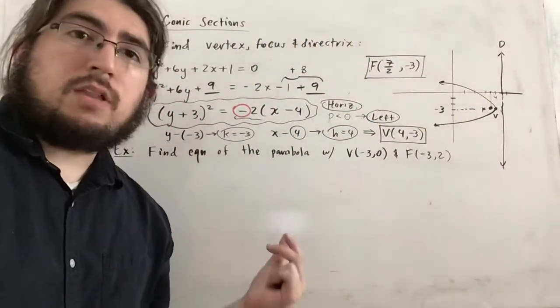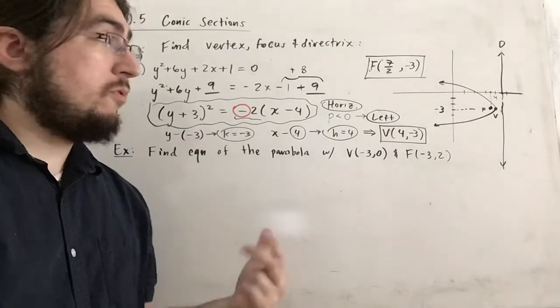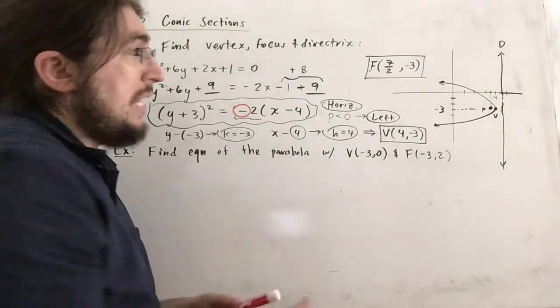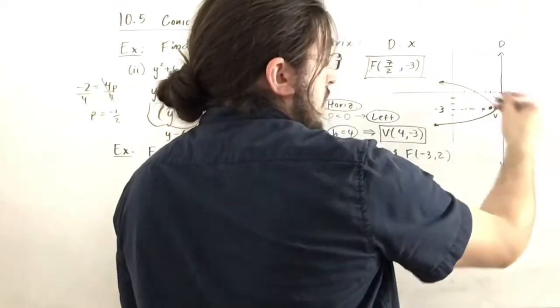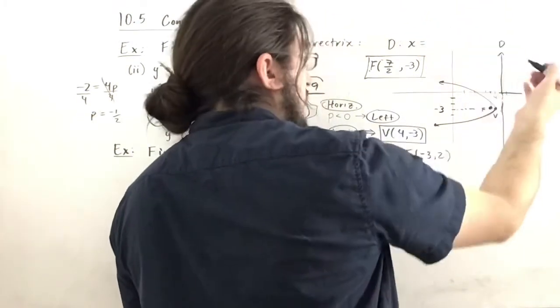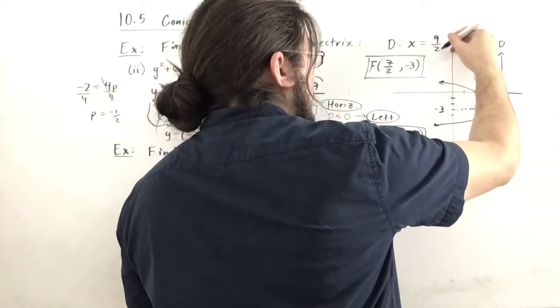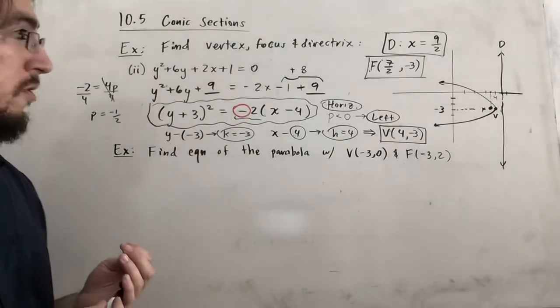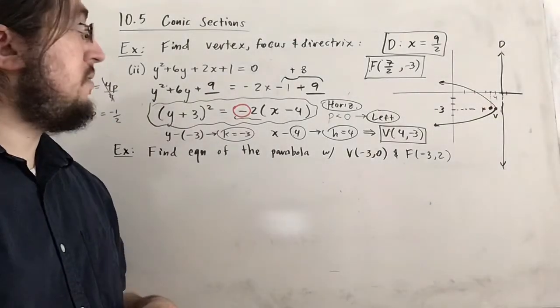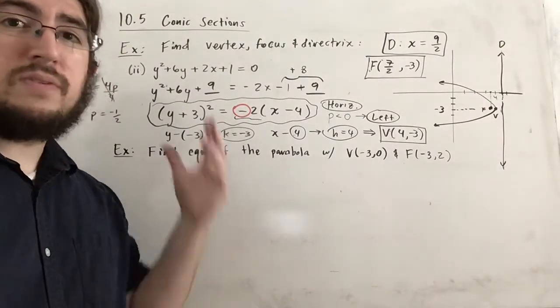And a vertical line will always have the form x equals for its equation. So for the directrix, it's going to be x equals 4 plus 1/2, which is 4.5. But I'll write it as a fraction, 9 over 2. Perfect. So there we go. We found the focus, directrix, and vertex for each of these parts for this example.